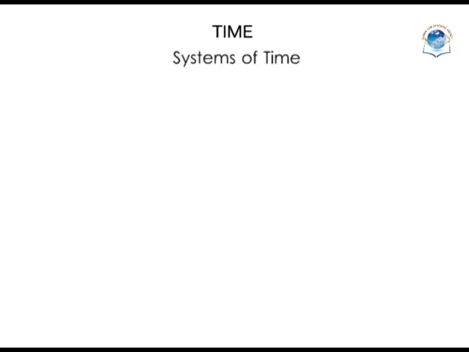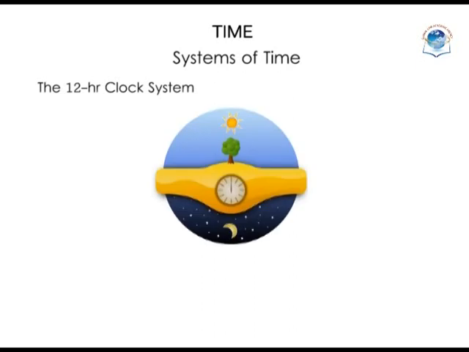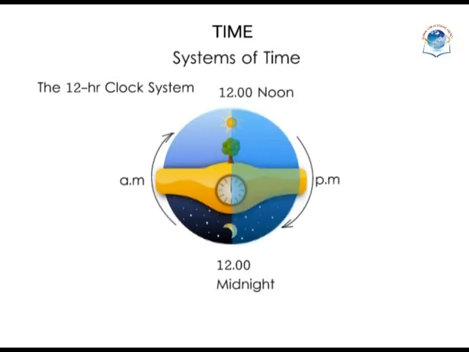Now, time systems. The 12-hour clock system. In this system, the 24 hours in a day are divided into 2 parts, AM and PM. AM is the time of the day between midnight and noon. PM is the time of the day between midday and midnight. So instead of saying 9 in the morning, we say 9 AM. Instead of 8:30 in the evening, we say 8:30 p.m.